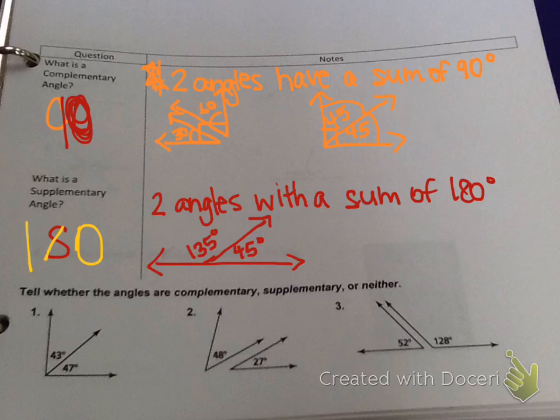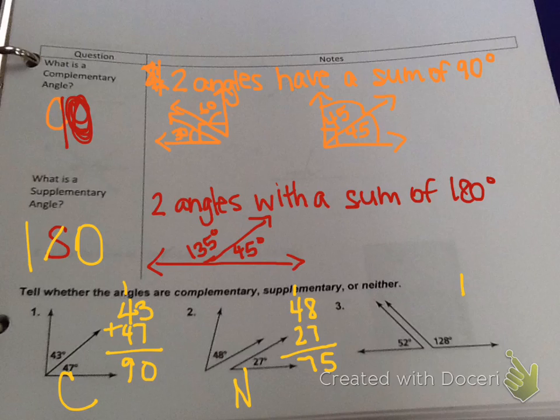All right, take a look at the three angles at the bottom. We are going to tell whether they are complementary, supplementary, or neither. 43 plus 47 makes 90, so that's complementary. 48 plus 27 makes 75, so that's neither. And 128 plus 52 makes 180, so that's supplementary.